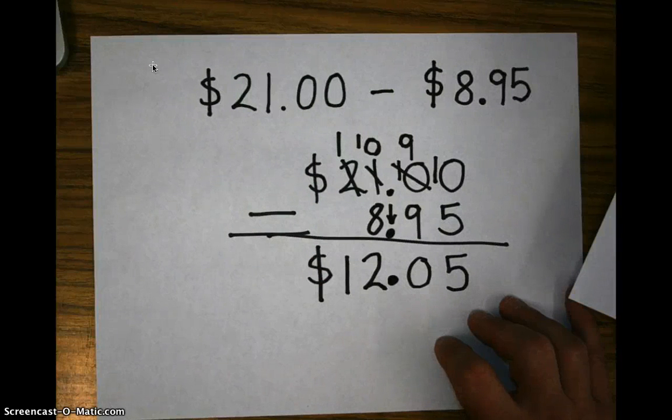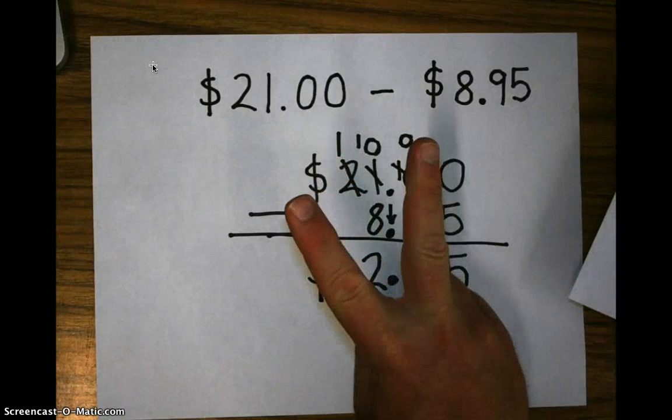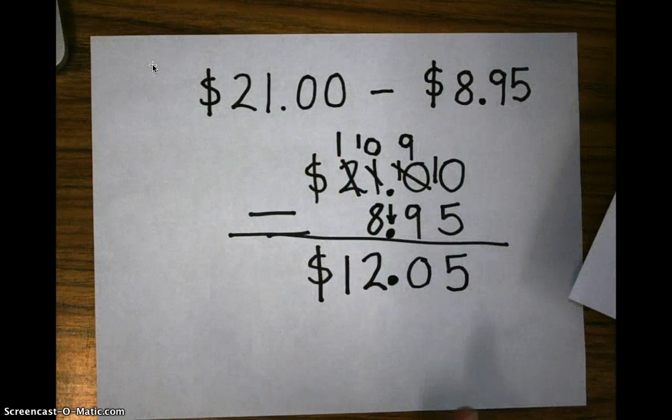That's all you need to do when you are adding or subtracting decimals. Just practice it a lot. Most important things, line up your decimals, bring your decimal down. Okay? If you remember those two things and you remember your basic addition and subtraction, you should do just fine.